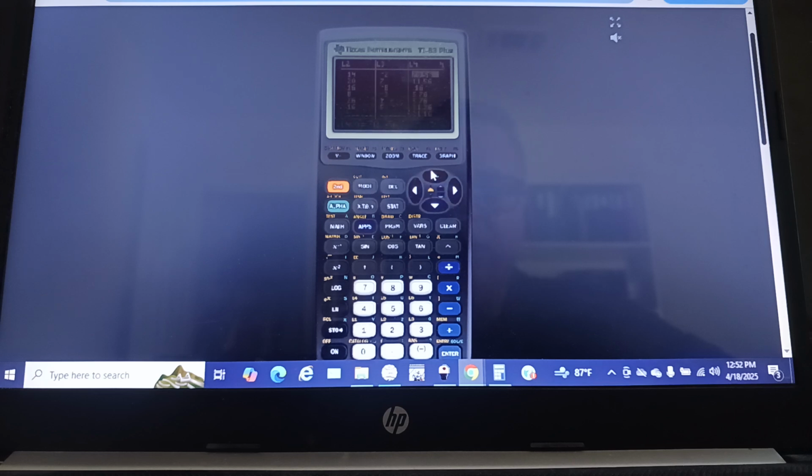Then go to L4 and tell it L3 squared. Then go to L5 and tell it L4 divided by L2. At least all these steps are the same as the first 2 problems. The sum of L5 is the test statistic. So second mode to quit, second stat, math, sum of L5.